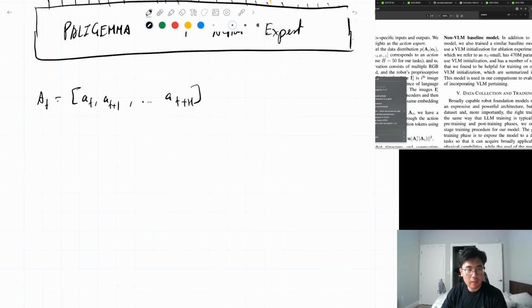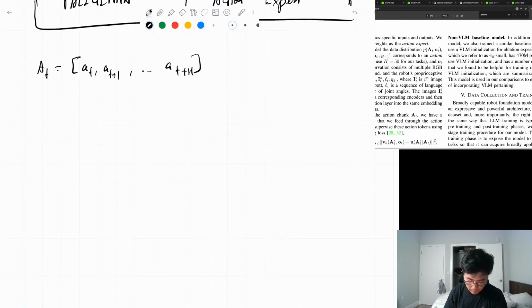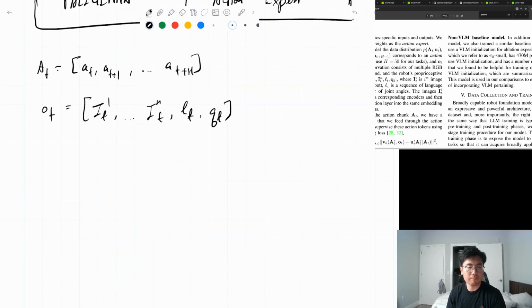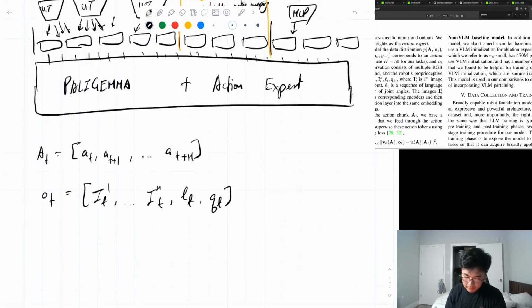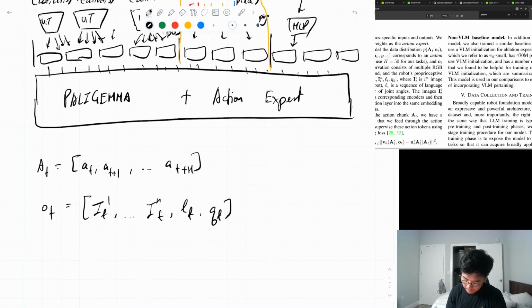And then the input of the model is O_t, the observation at time step t, which is equal to the first image at time step t all the way up to the nth image at time step t, and then we take our text prompt at time step t and our proprioceptive state at time step t. This is our input. We feed this to the model, and then in which direction do we want our weights to be updated? Well, our weights should be updated in a way that minimizes this loss, which is the conditional flow matching loss.